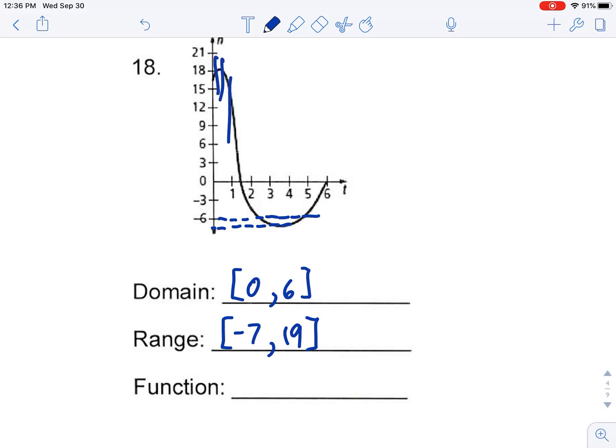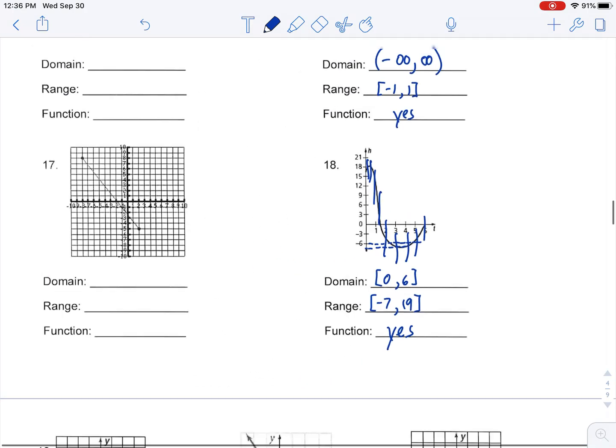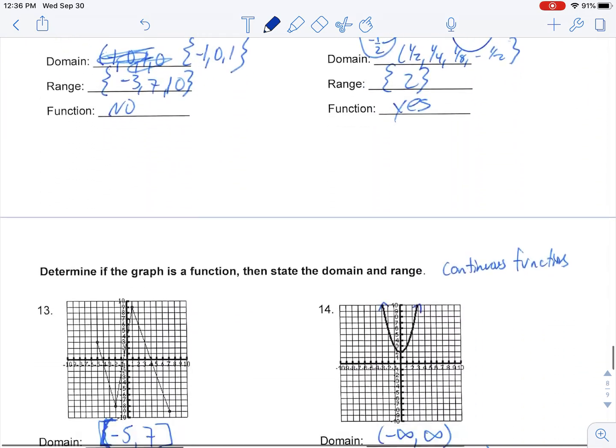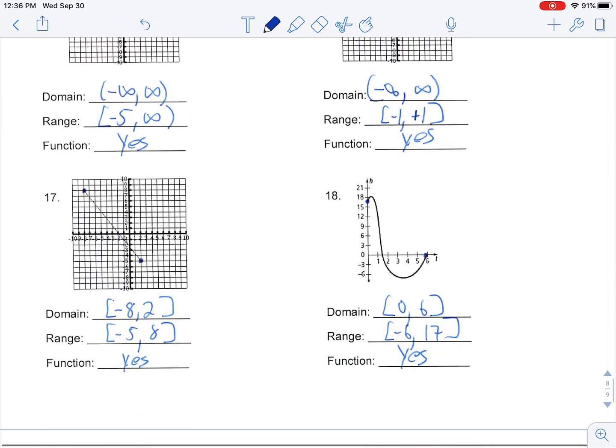And then is this a function? If we draw a bunch of vertical lines through it, every vertical line touches once. So yes, this is a function. Let's see number 18. Where is it? There we go.